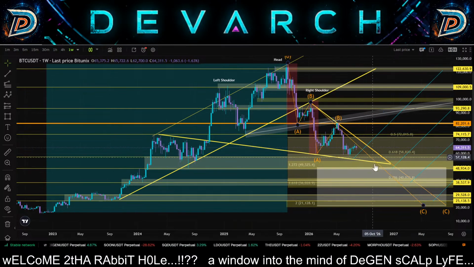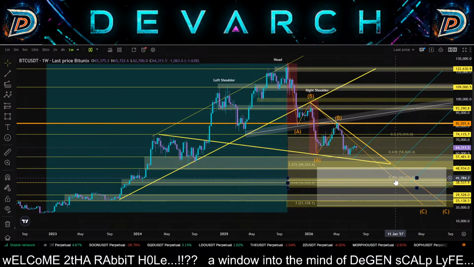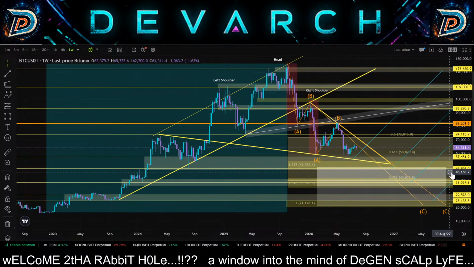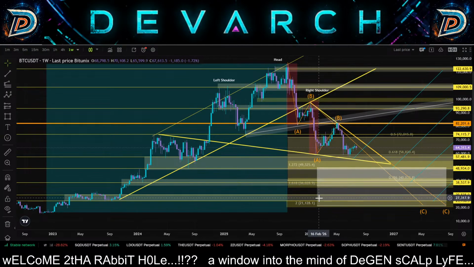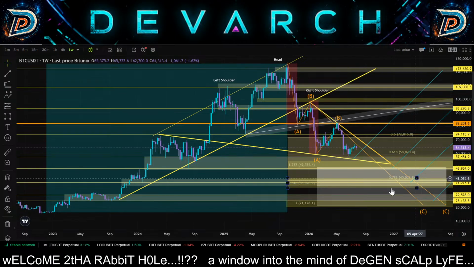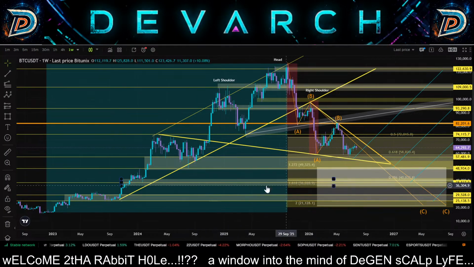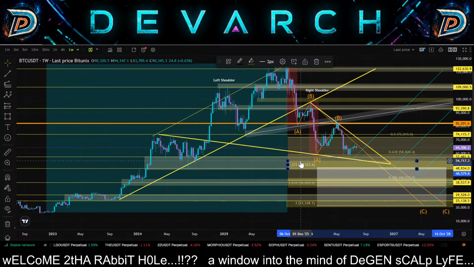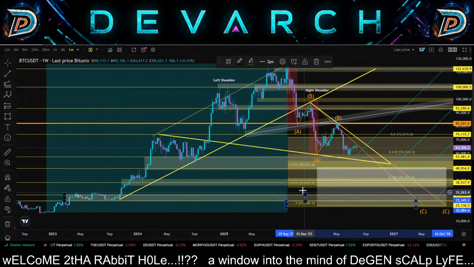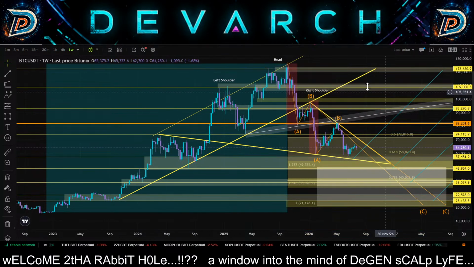So if we do get a corrective move here, we can see that the important zones to be aware of are 49,525, so roughly 50K, and then down here 36K, and the yellow lines, remember, are the weekly levels to be aware of, but the overall zones are here in the shaded boxes. So we've got everything we need for the weekly.